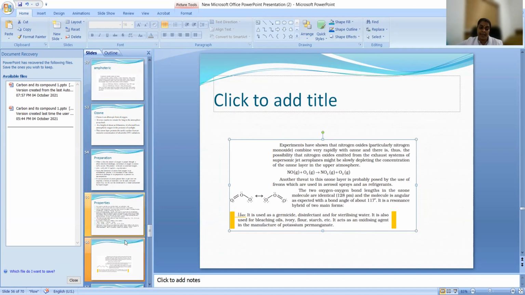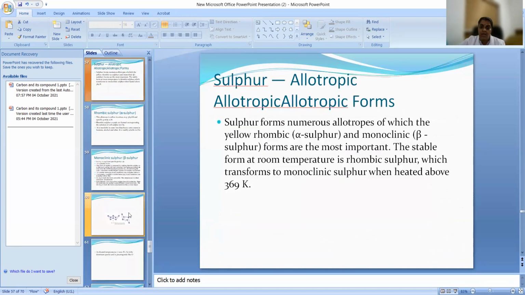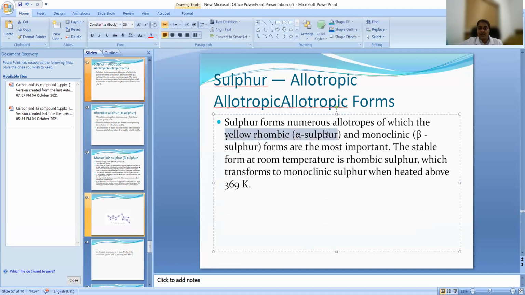potassium permanganate. Now, sulfur. What are the allotropic forms of sulfur? We can divide sulfur into two allotropic forms: yellow rhombic alpha sulfur and monoclinic sulfur. At 369 Kelvin, above and below 369 Kelvin, they interconvert.